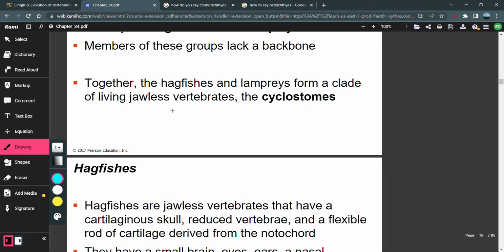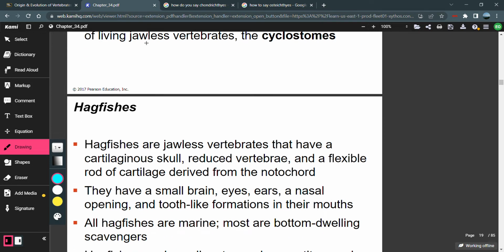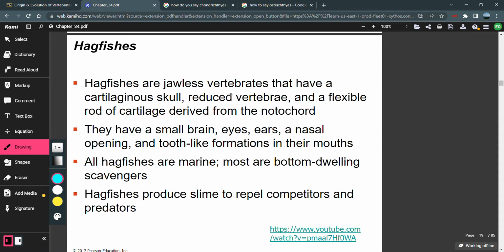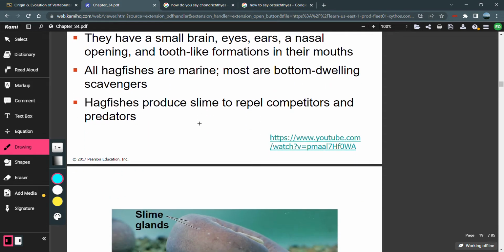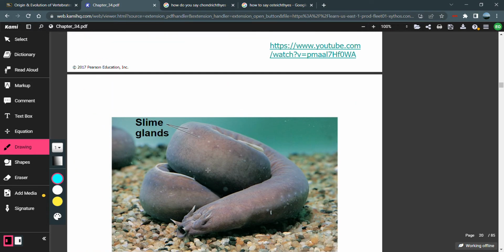So lampreys and hagfishes form a clade of living jawless vertebrates called the cyclostomes. Hagfishes are jawless vertebrates that have a cartilaginous skull, reduced vertebrae, and a flexible rod of cartilage derived from the notochord. They have small brains, ears, eyes, and nasal openings, and tooth-like formations in their mouth. So here are our hagfishes, and they secrete a lot of slime to deter competitors and predators.